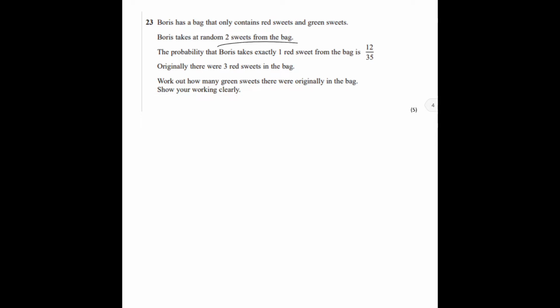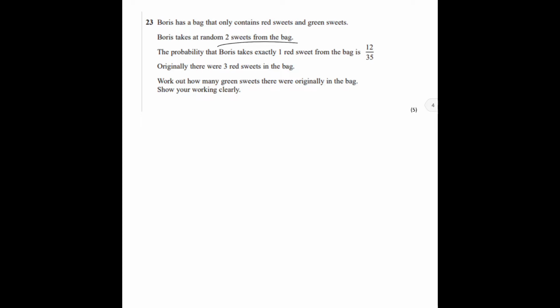The probability that Boris takes exactly 1 red sweet from the bag is 12 by 35. Originally there were 3 red sweets in the bag. Work out how many green sweets there were originally in the bag. Now you have to show your working clearly for 5 marks, okay?